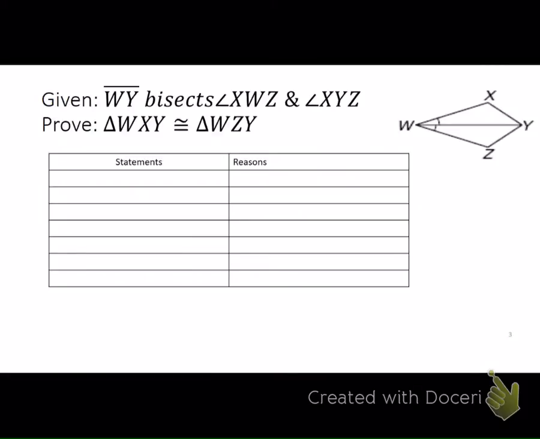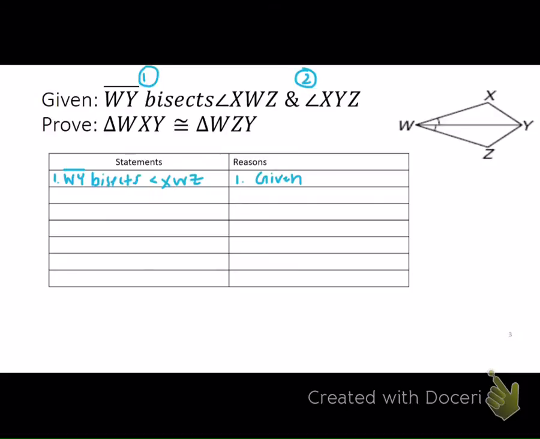It says WY bisects angle XWZ, and it also bisects XYZ. So I'm going to start by splitting this up into two different pieces so that it's easier to understand what this is saying. Do you guys understand that? So I'm going to start by saying WY bisects angle XWZ, and that's given.